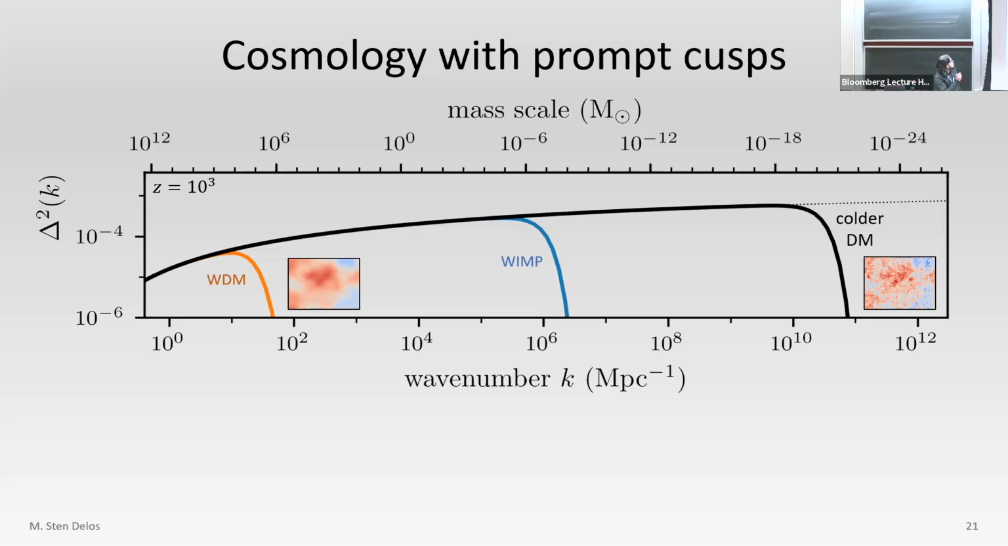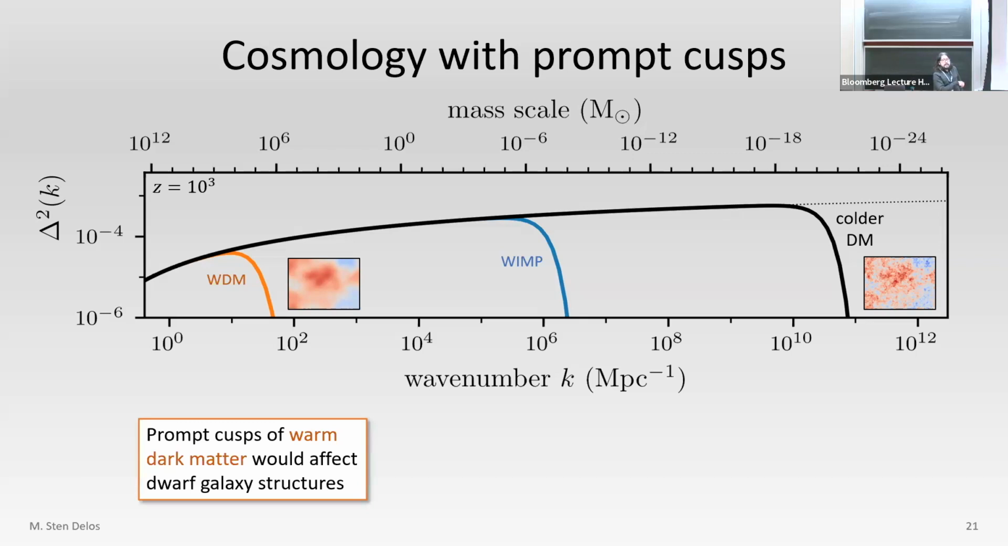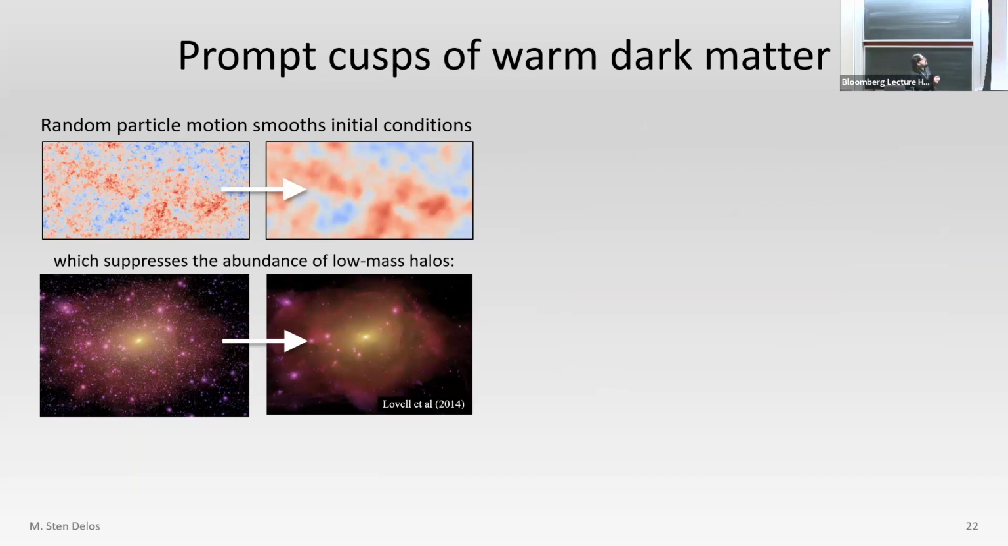So here is the matter power spectrum again for some different dark matter models, and in particular, we can think about warm dark matter, where we have the cutoff at dwarf galaxy scales. And in that case, prompt cusps of warm dark matter should affect the structures of dwarf galaxies. So the warm dark matter paradigm is that random particle motion in the early universe is going to smooth out the initial conditions. And so this is all happening before halos form. But once halos start to form, the consequence is that you have fewer low mass halos. So that's the consequence of warm dark matter that people usually think about.